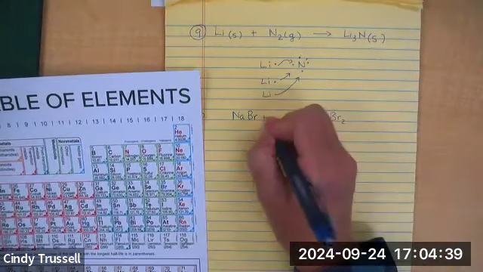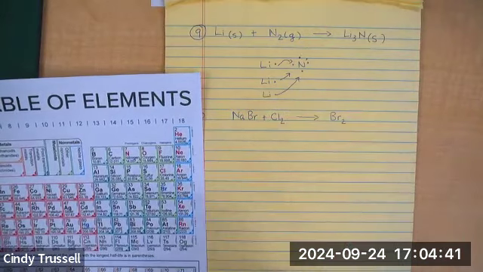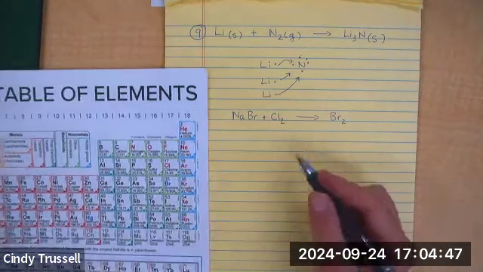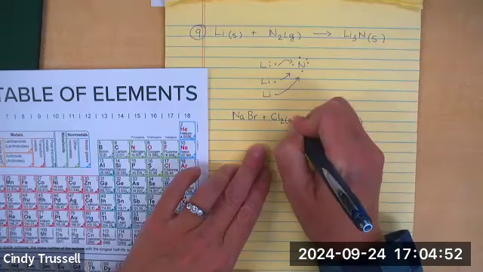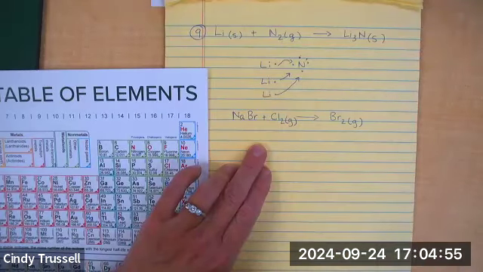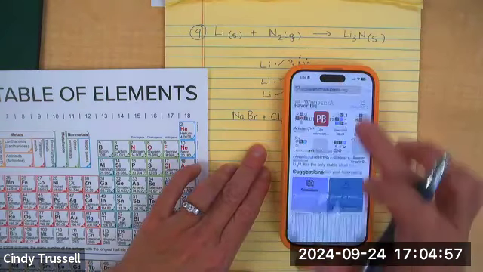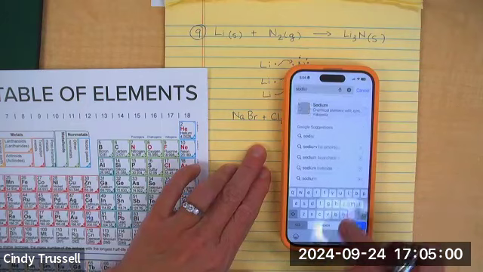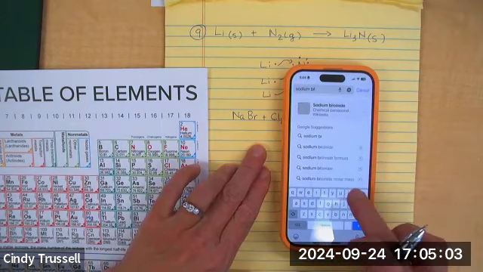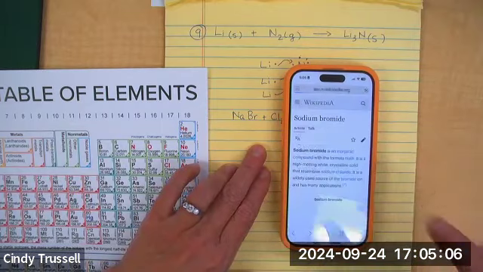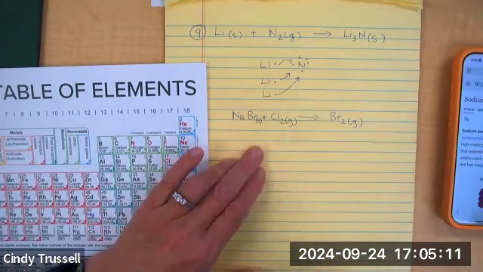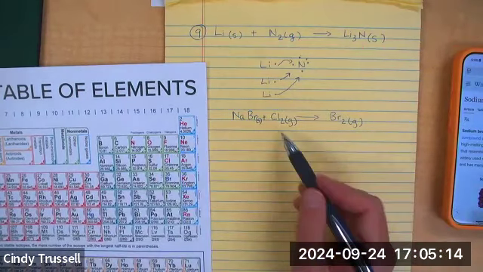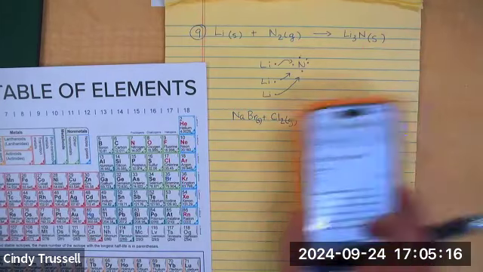and we're going to react that with elemental chlorine. It says elemental bromine gas, so this is a gas. Chlorine is a gas. But sodium bromide, I don't know what it is. So we're going to look it up. Sodium bromide, I'm going to use good old Wikipedia. It is a crystalline solid. So sodium bromide is a solid. Chlorine is a gas. Bromine is a gas. You'll notice that we technically need something else over here.